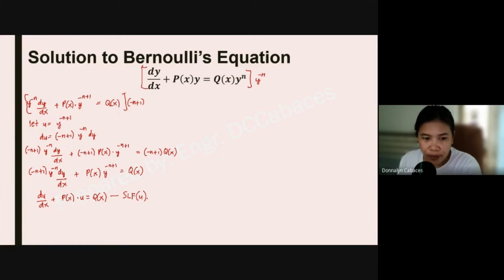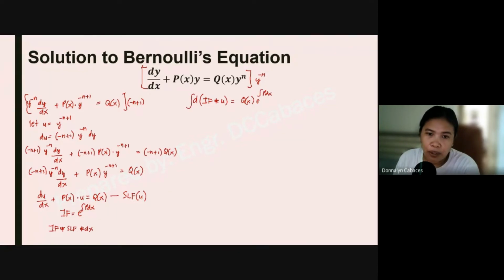And once it is linear, what is the next step? To find our IF, which is equal to e to the integral of p dx. Then the next step is we multiply our IF with our solution. And remember that the left side should just be the derivative of the product of the integrating factor and the linear variable, and equal to the right side of the equation times the integrating factor, and then you integrate both sides of the equation, and therefore you have your solution.